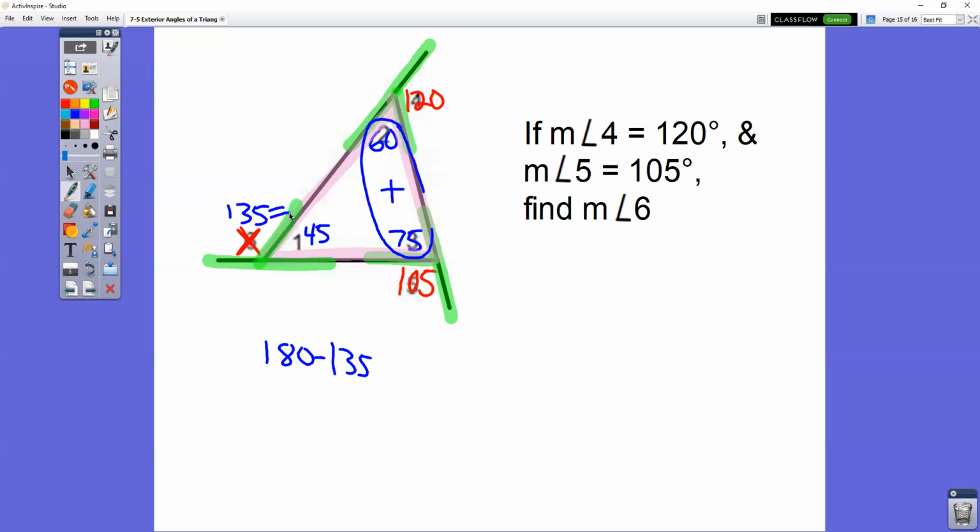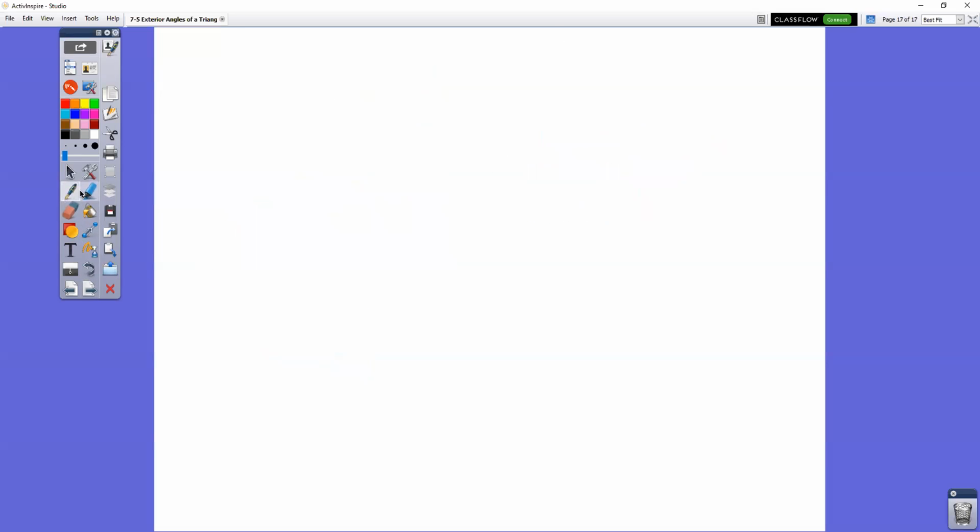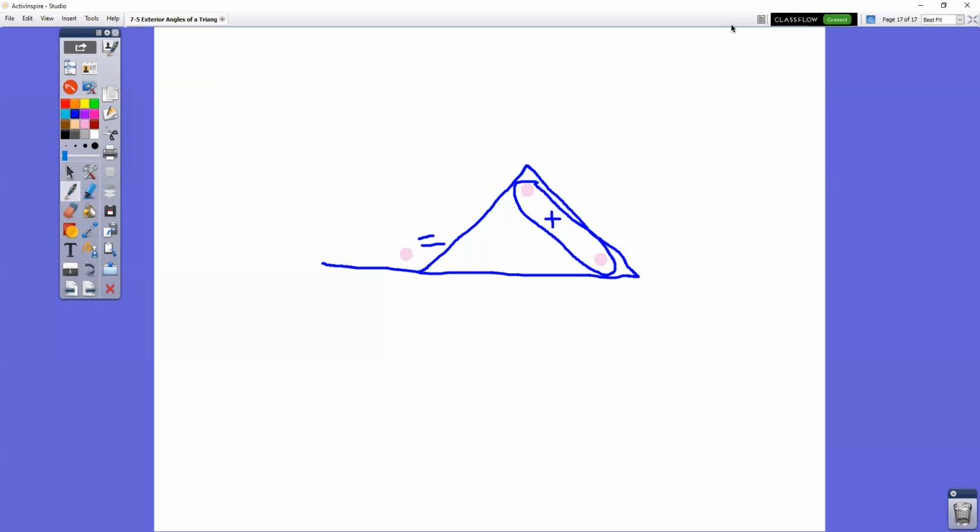So those are the types of questions that you're going to have today. Again, the biggest thing that you need to remember is that when you have a picture that looks like this, these 2 inside angles added together equals this outside angle.